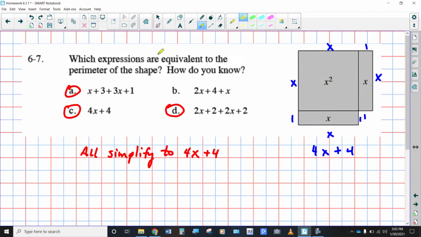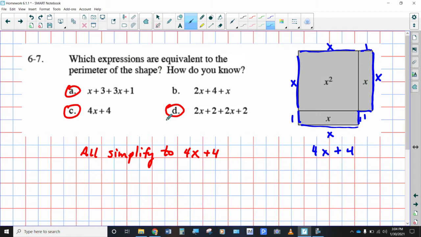All right, which expressions are equivalent to the perimeter of the shape? Remember, the perimeter is the distance around. So this is an x, this is a 1, this is an x, this is a 1, this is a 1, this is an x, this is a 1, and this is an x. So how many total x's are there? 4 of them. How many total 1s are there? 4 of them.